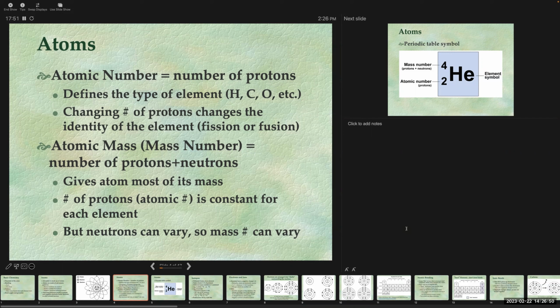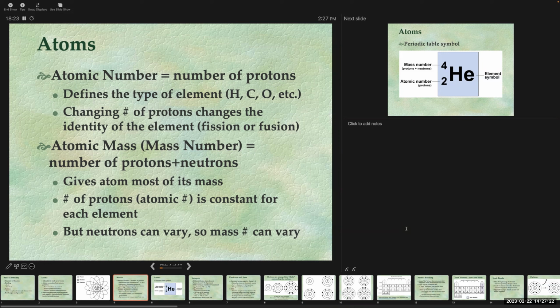Now remember I said that the number of protons, that atomic number, is constant for every element. So if we're talking about carbon, it always has 6 protons in the nucleus. If it didn't have 6 protons in the nucleus, it wouldn't be carbon anymore. But the number of neutrons, on the other hand, can vary without changing what kind of atom you're dealing with, without changing what kind of element it is. And we'll come back to this in just a second, but these are what are called isotopes.